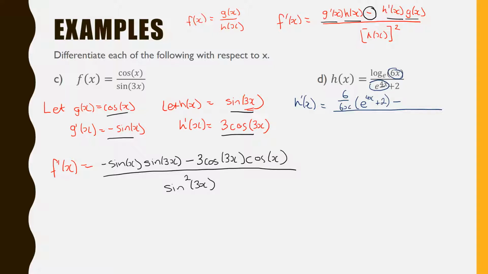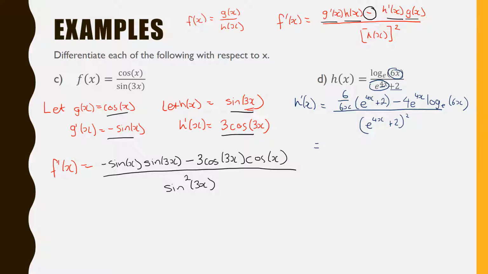The derivative of e to the power of 4x, we differentiate the power, which gives us 4, and then we leave the function as is. The derivative of plus 2 is 0. So the derivative of the denominator is 4e to the power of 4x. And we multiply that by the numerator. And that is all over the denominator squared. That was the calculus step.